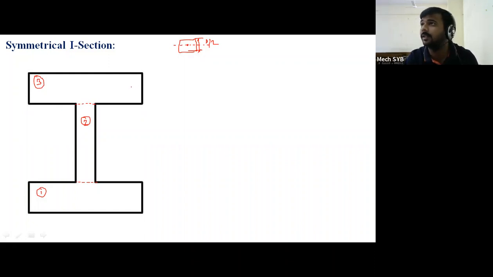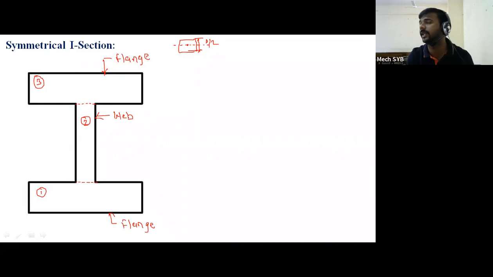So this horizontal rectangle is called a flange. Please keep in mind, this is called a flange. Similarly, the bottom rectangle we also call a flange. And this vertical rectangle is called a web.